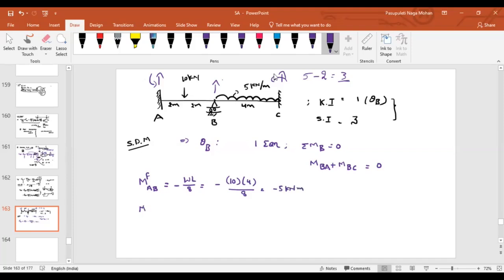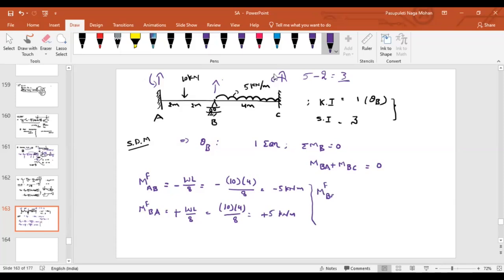Similarly, what is the fixed end moment at B towards A? Same, WL by 8, but it will be in the clockwise direction. As it is in the clockwise direction, it is positive. That will be equal to 10 into 4 by 8, which is plus 5 kilonewton meter. I think you don't have any doubt in fixed end moments. If you have doubt, let me know about the direction.